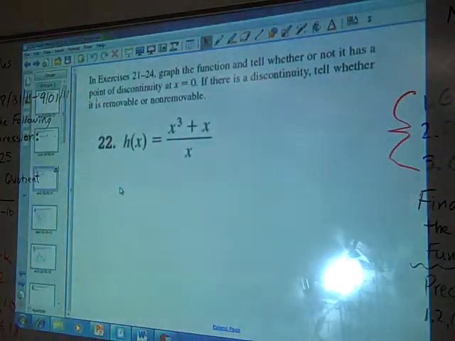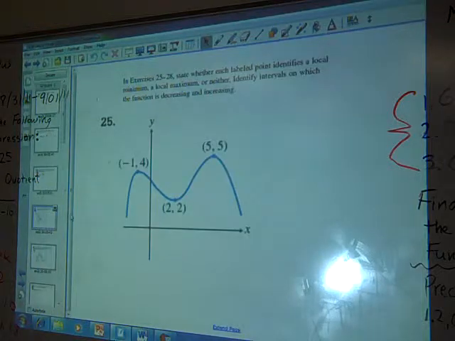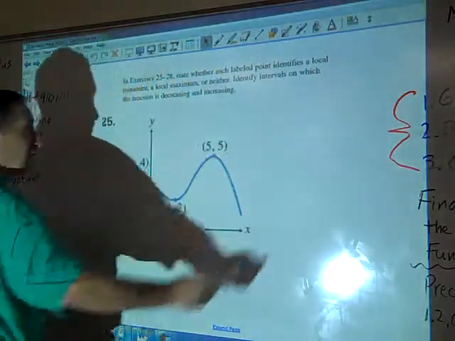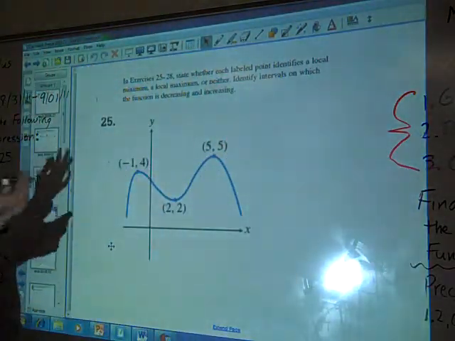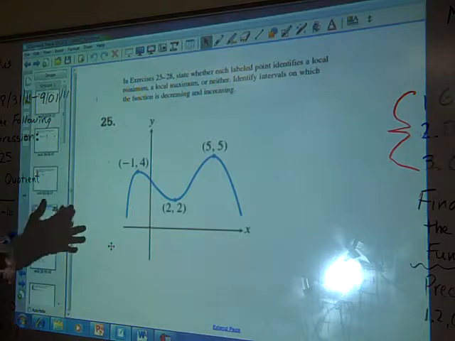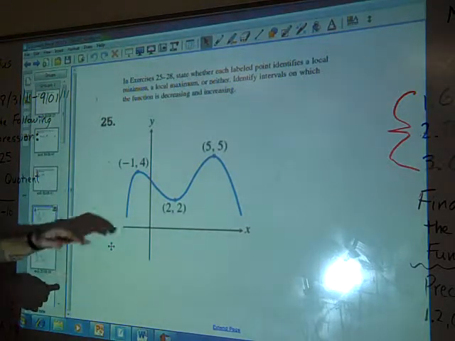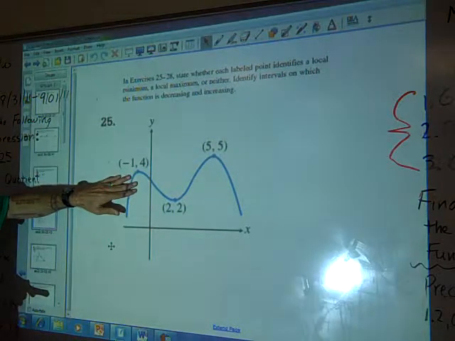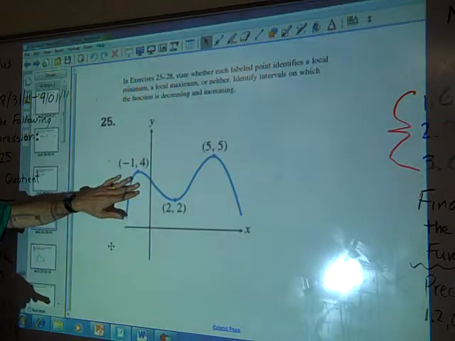Okay, let's go on to the next one. Is that going to be 24? No, it's going to be 25. Okay, it says, for 25 to 28, state whether each labeled point identifies a local minimum, local maximum, or neither. So we're going to talk about, is this at (-1, 4) a local maximum, or local minimum, or neither?